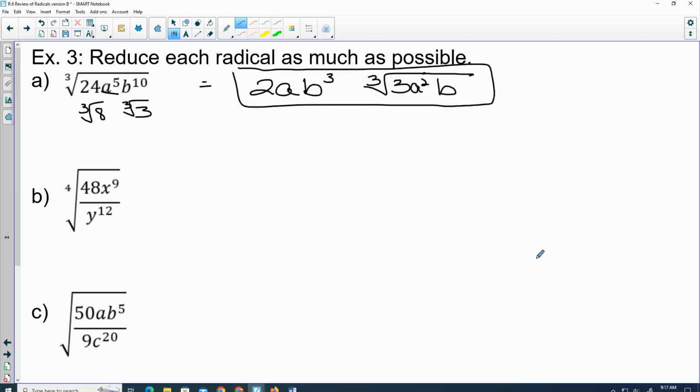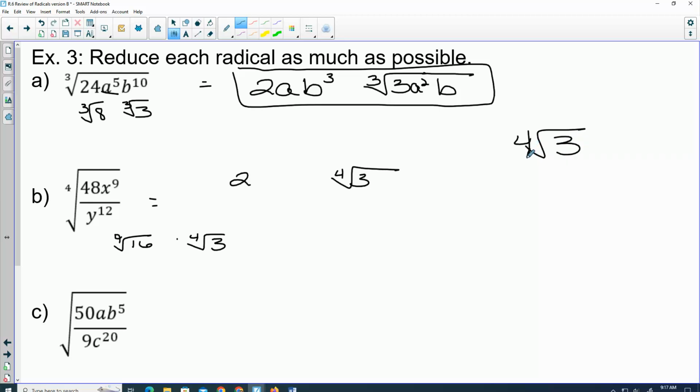Questions on that one? B, I need something that is a perfect fourth power that would go into 48. 48 is 16 times 3. The fourth root of 16 is 2, so that comes out. I cannot do the fourth root of 3. Also, make sure, you'll notice when I write the fourth root of 3, I write it like this. Don't write that.